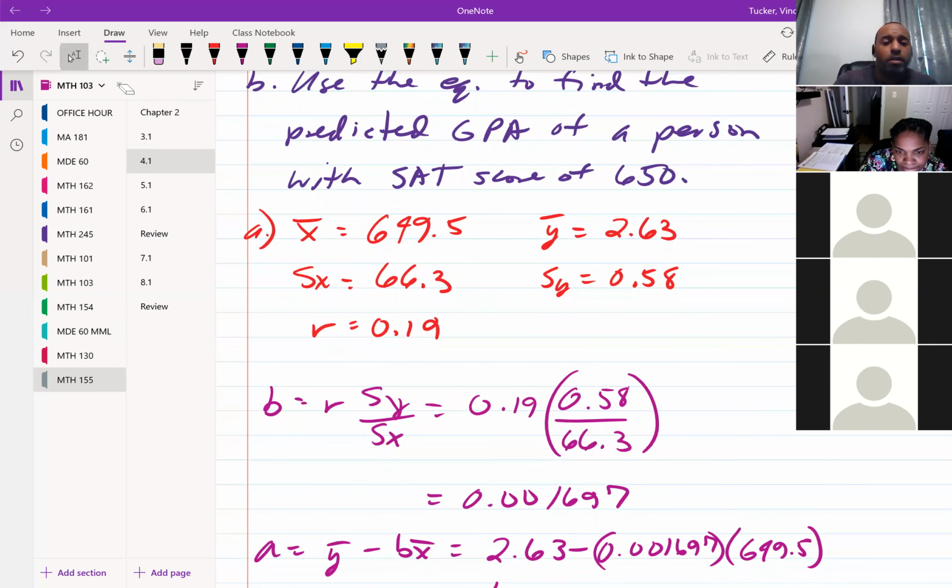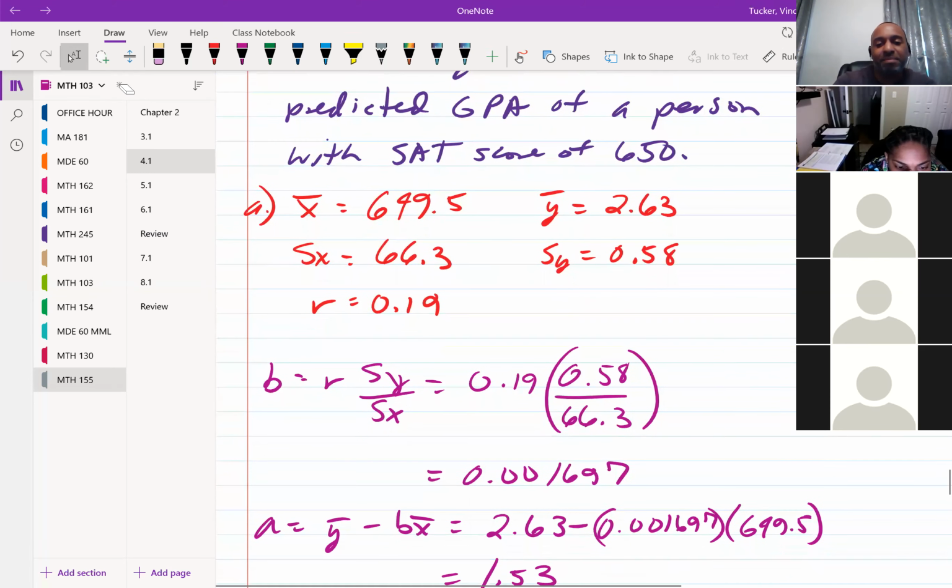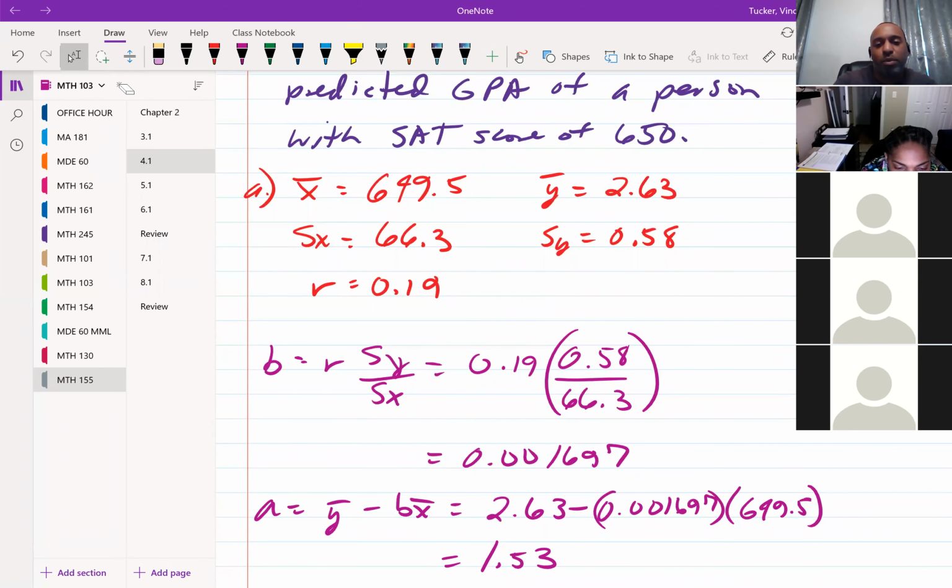So then to find A, you do Y bar minus B times X bar. So we took the average of your Y, which is 2.63, minus B, which is 0.001697, and multiplied it times 649.5. And that gives us 1.53.